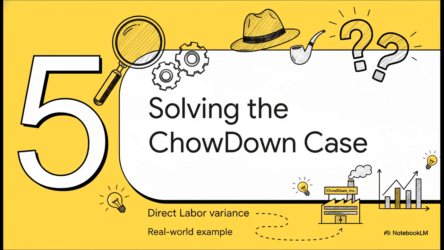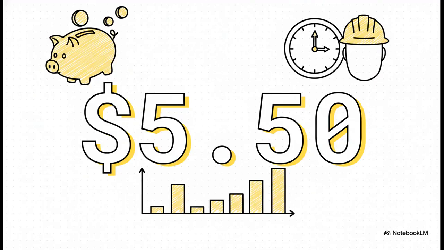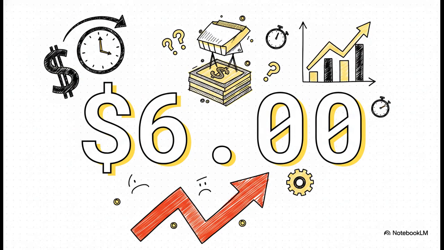Okay, so we've got our tools, we understand our two main clues. Now, let's put on our detective hats and apply all this to a real-world example, the Chowdown Incorporated case. Here's our first piece of evidence. Chowdown Inc. planned, or budgeted, to pay their workers a standard price of $5.50 an hour. That was the plan. And here's what really happened. The actual price they paid was $6 an hour. So right away, we know we have an unfavorable rate variance. They paid 50 cents more per hour than they planned to.